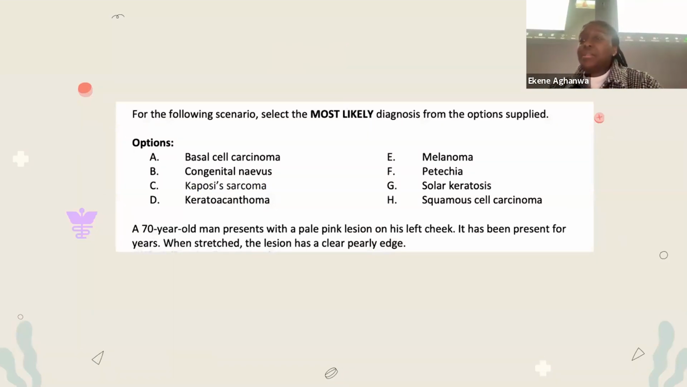A 70-year-old man presents with a pale pink lesion on his left cheek. It has been present for years. When stretched, the lesion has a clear pearly edge. What's the most likely diagnosis?